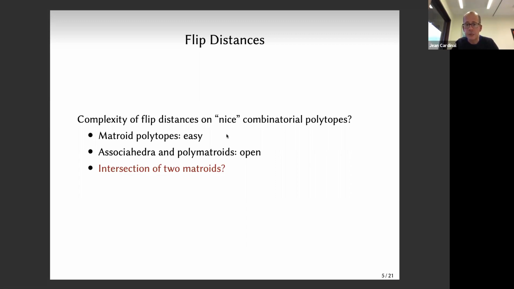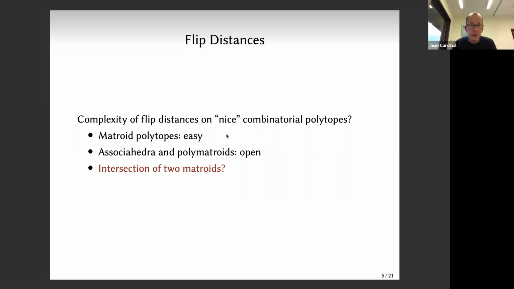So for matroid polytopes, for instance, this is easy. Think of graphic matroids. You have two spanning trees and a flip is replacing an edge by another. Then the distance there is just the symmetric difference between two spanning trees, right? And this is true for every matroid. And when you do these moves, you walk along the edges of a matroid polytope, right? Or the polytope of the matroid bases.